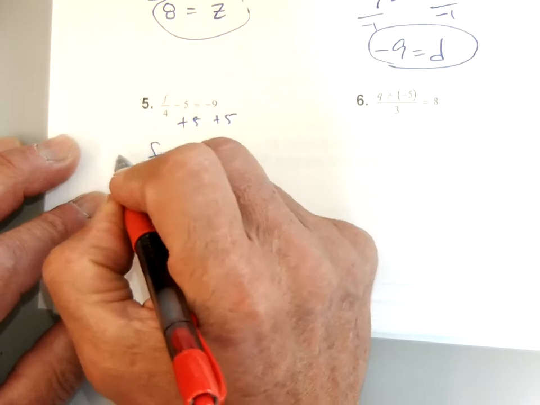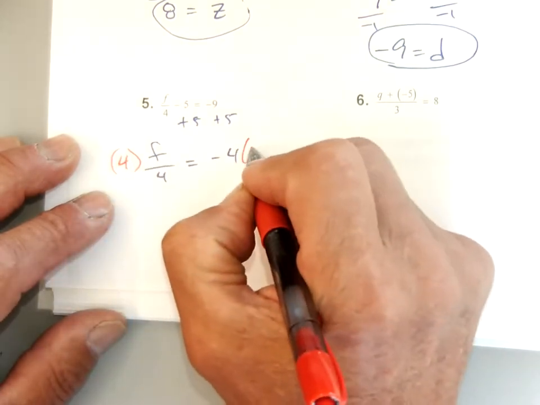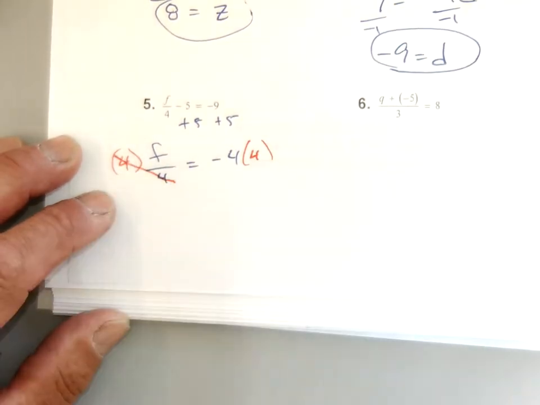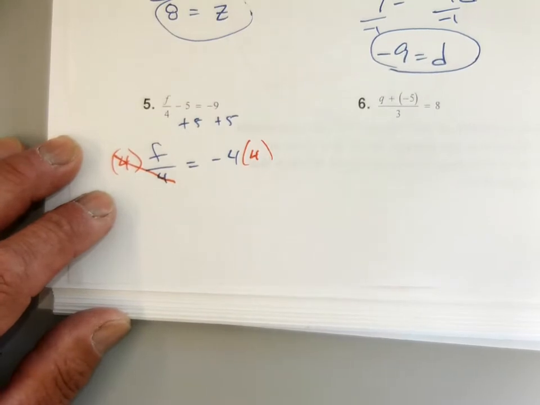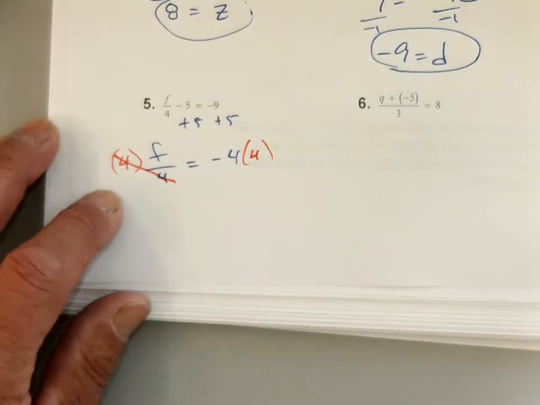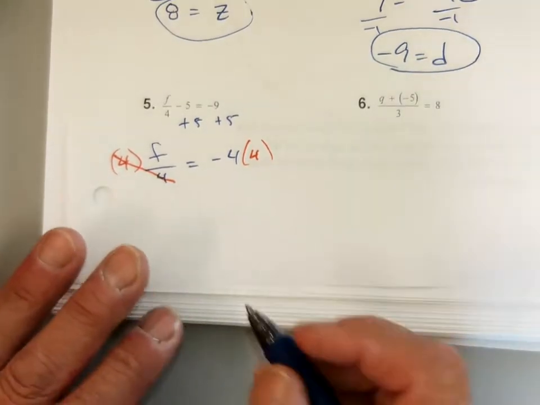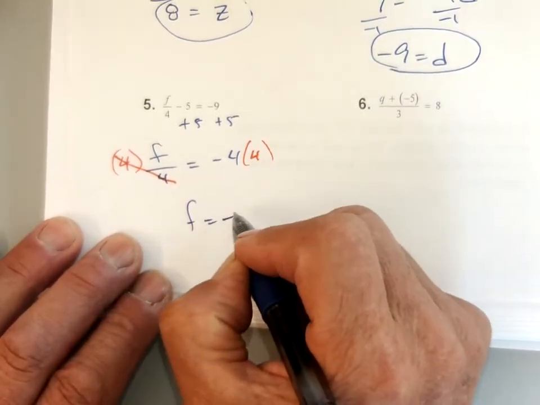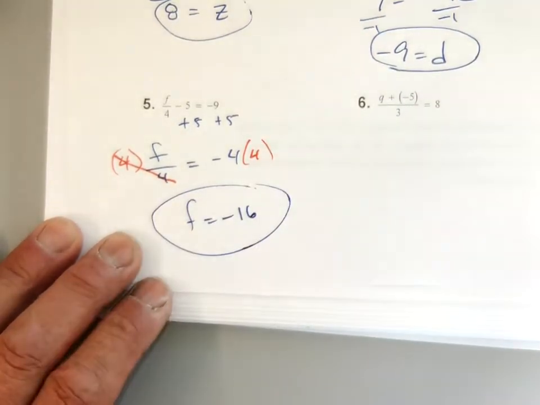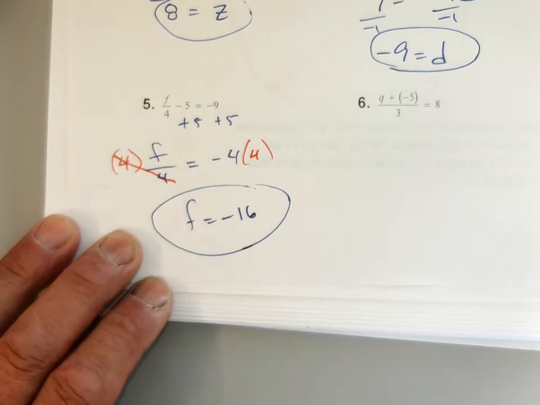The opposite of divide is to times by 4. Here's how I do it. I'll times by 4 both sides so that I can cancel that. Times by 4, times by 4, so I can cancel that. 4 times 4 is 16, but it would be a negative 16. Thumbs up. Let me see. Did you get that one? Did you guys get that one?